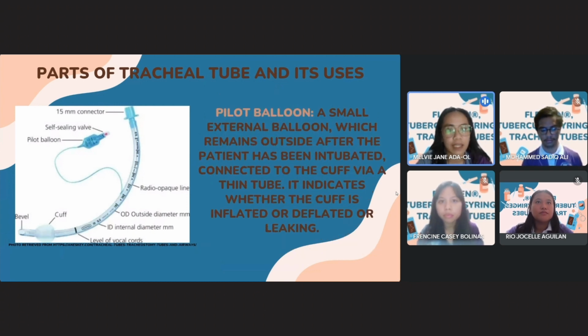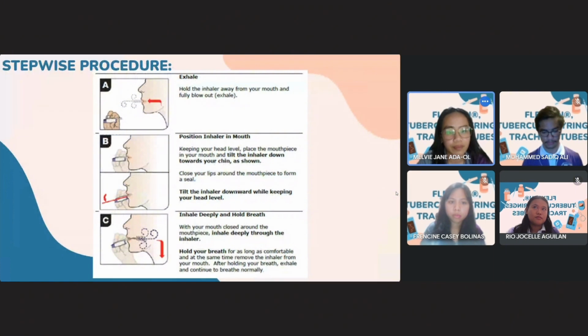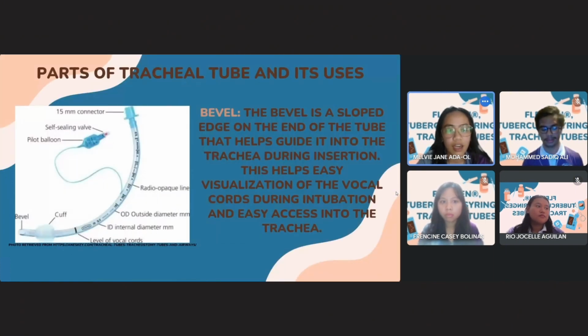Next, the pilot balloon, a small external balloon which remains outside after the patient has been intubated, connected to the cuff via a thin tube. It indicates whether the cuff is inflated or deflated or leaking. The bevel. The bevel is a sloped edge on the end of the tube that helps guide it into the trachea during insertion. This helps easy visualization of the vocal cords during intubation and easy access into the trachea.